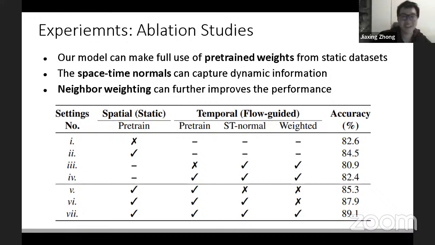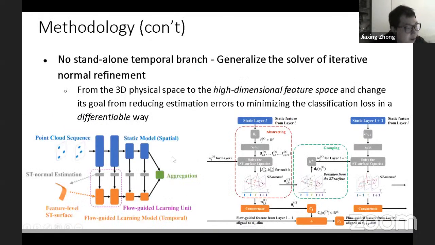No, actually, you have a very in-depth understanding of our work. Because here, for the static model, like the blue one, we can pre-train this static model by using the static data set. That is the first pre-training.